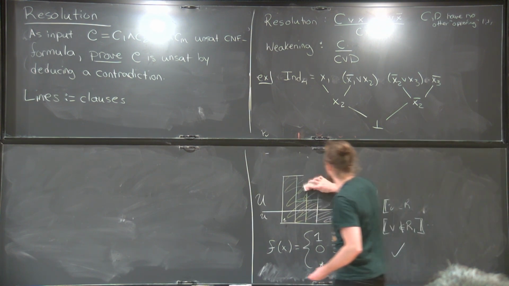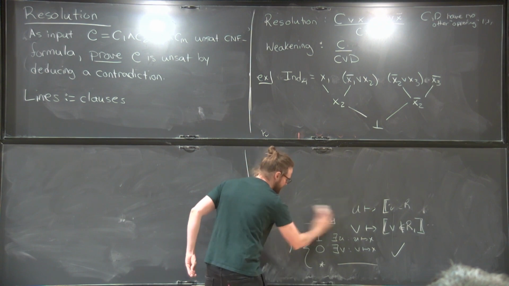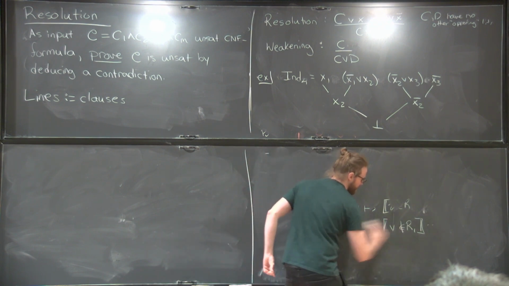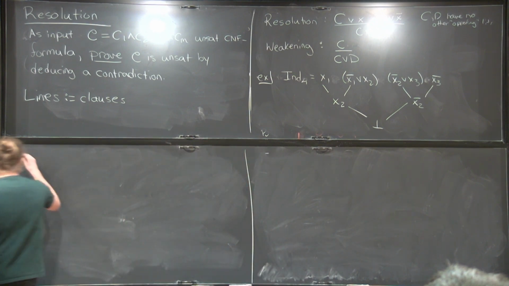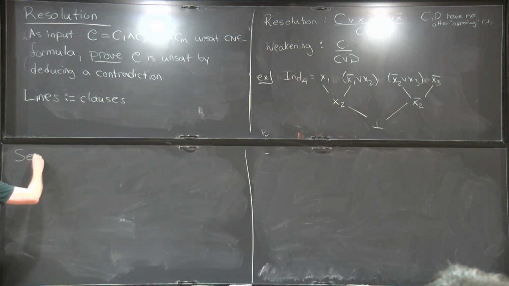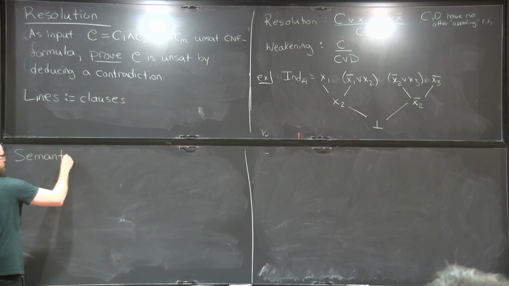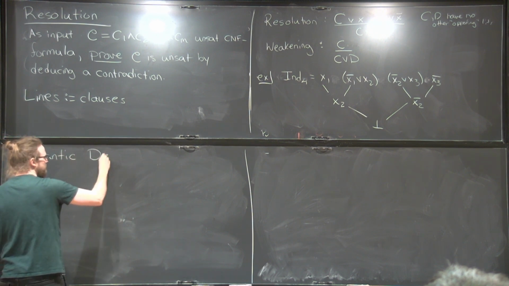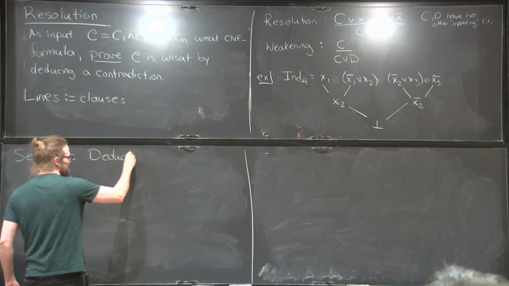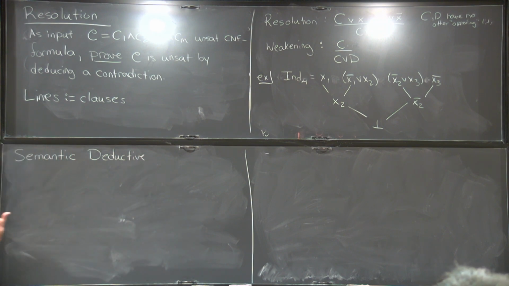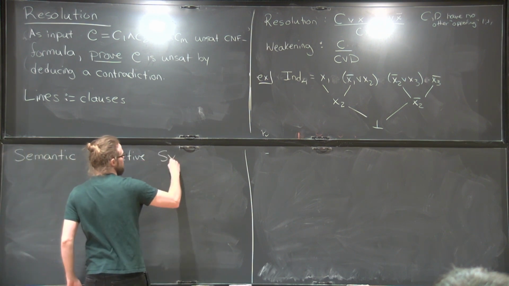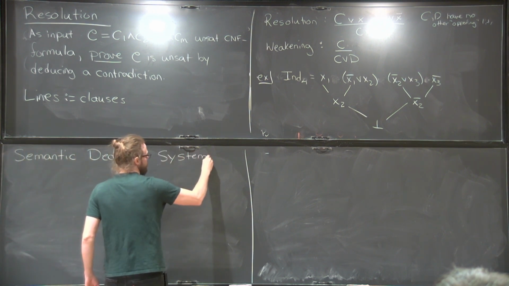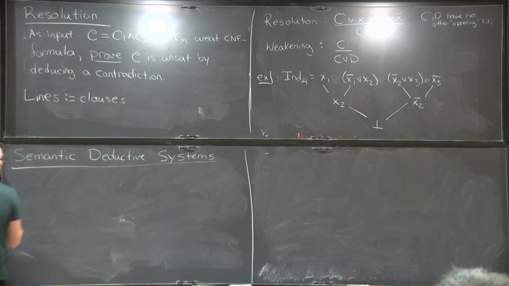OK. So I'm going to give now a very general definition of a proof system. I'll call it a deductive system. I'm going to call it a deductive system instead of a proof system because I want to allow it to be over, not necessarily just Boolean assignments or anything, just over arbitrary domains. OK.